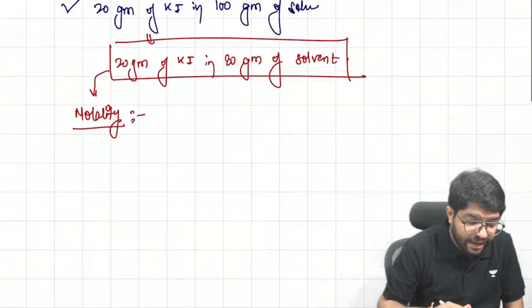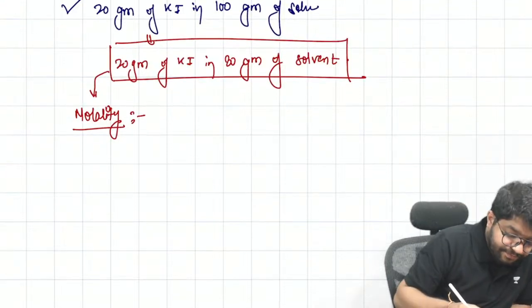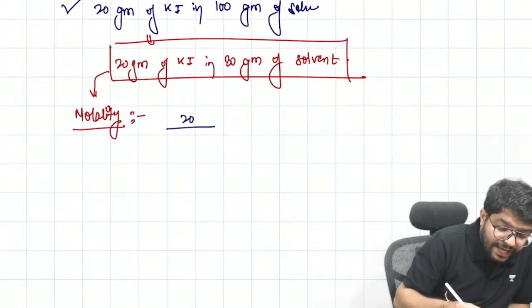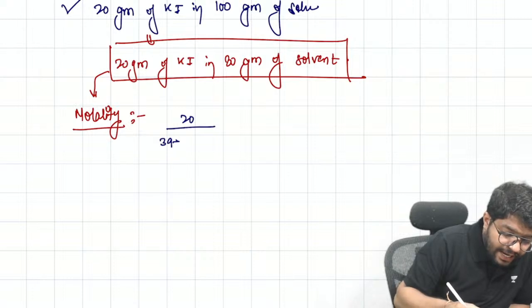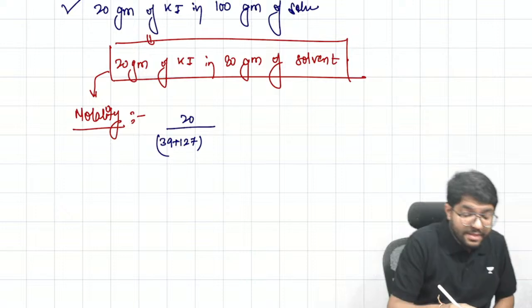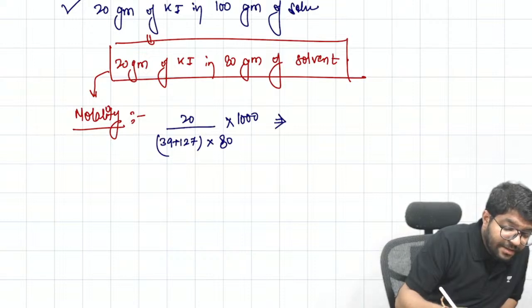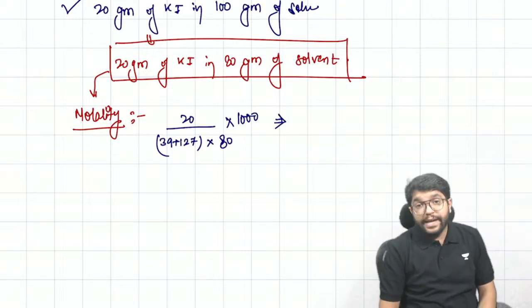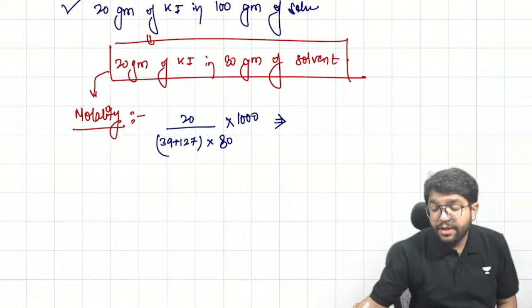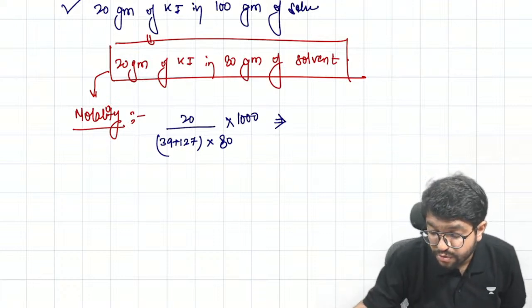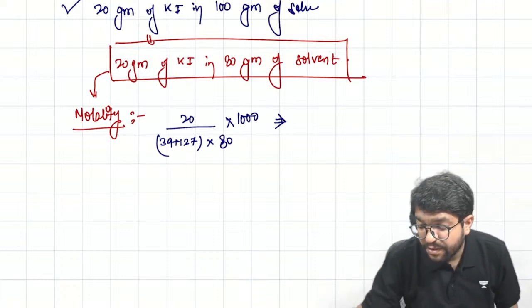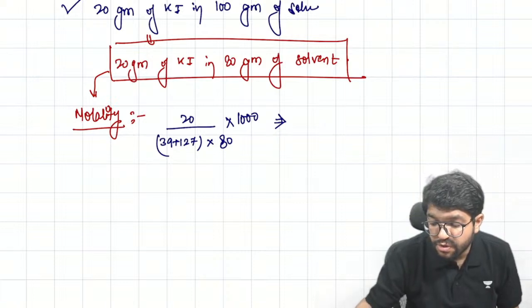What is that quickly now? 20 upon KI is going to be 39 plus 127. This is your moles into your weight, which is 80. It's in grams, so into 1000. Very, very important and very, very easy also.